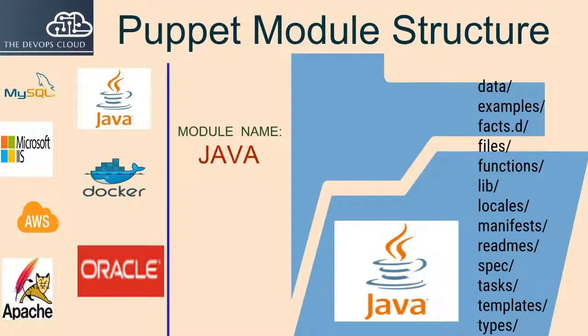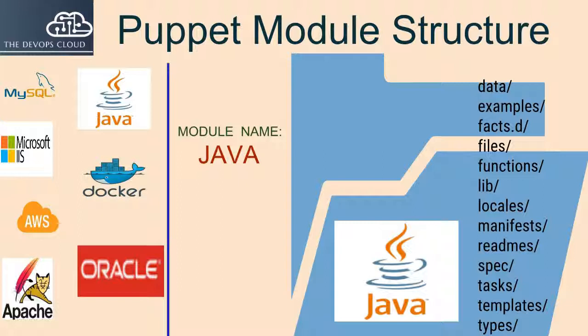Manifests contains all of the manifests in the module. Inside manifests, the init.pp class, if used, is the main class of the module. This class's name must match the module's name. Readmes contains the module's readme localized into languages other than English.